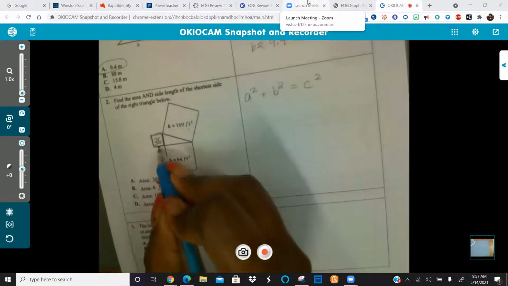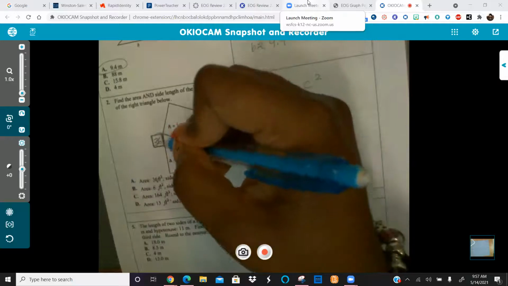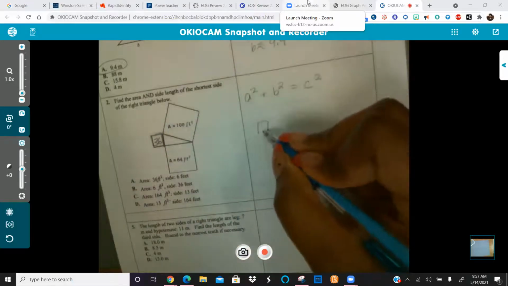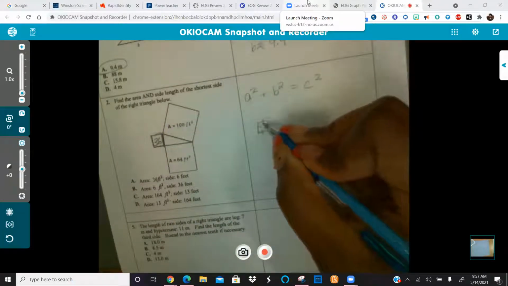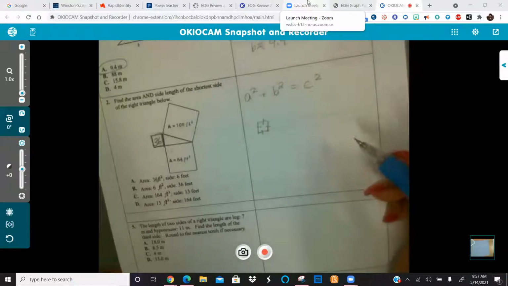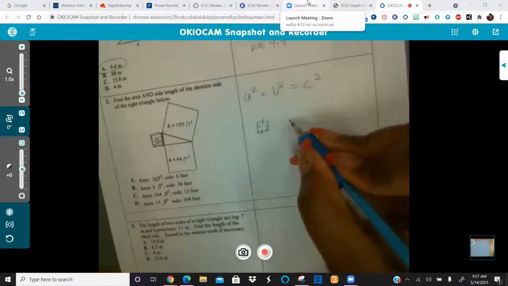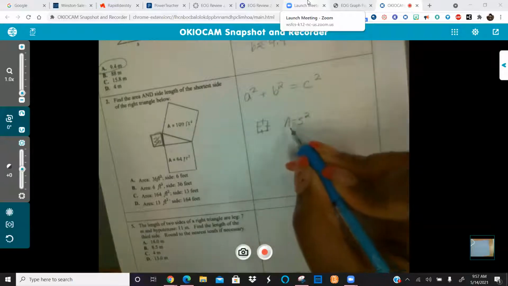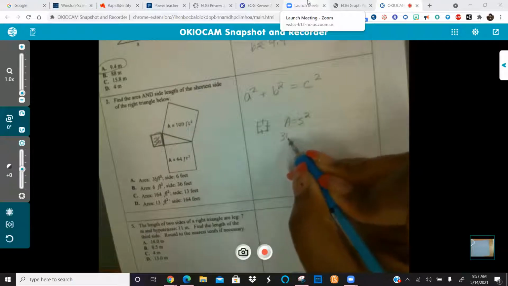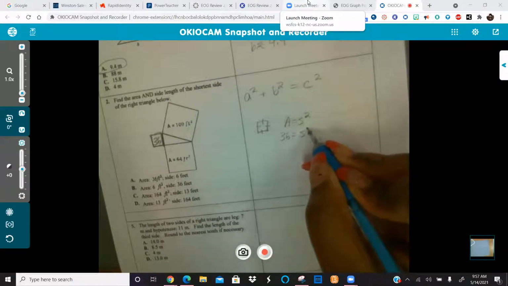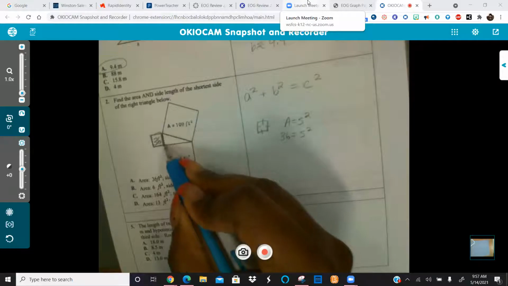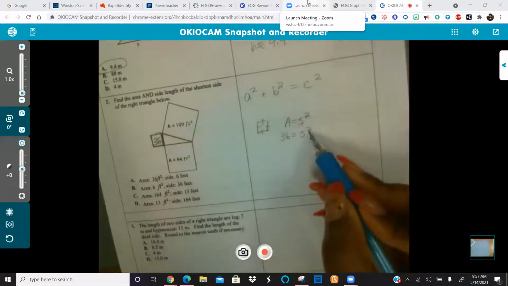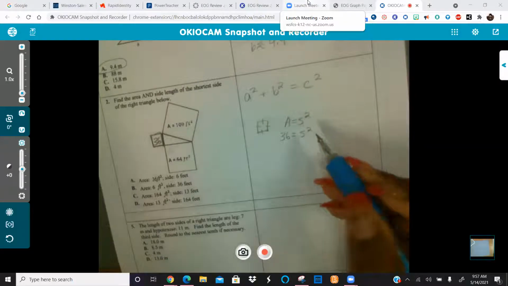So if this area is 36, then what's the length of one of those sides? Remember, it's a square. That means all the sides are the same. So that means you can use the formula for area of a square, which is s to the second power. And since A is 36, plug in 36 here. So now to find the side length, what's the opposite of squaring a number? What did we say that was? Finding the square root.